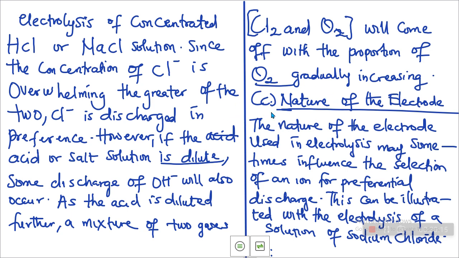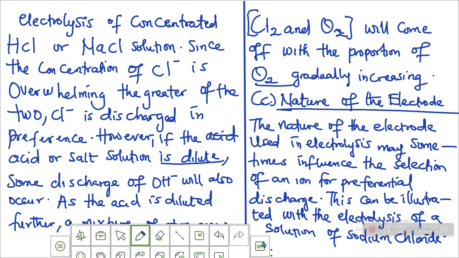Now let's go to the nature of electrode. In the nature of electrode, we have what we call inert electrodes. Most of the time, the inert electrodes we have are carbon or graphite electrodes and platinum electrodes. Those are the inert electrodes. The nature of the electrode used in electrolysis may sometimes influence the selection of ion for preferential discharge. This can be illustrated with the electrolysis of a solution of sodium chloride.